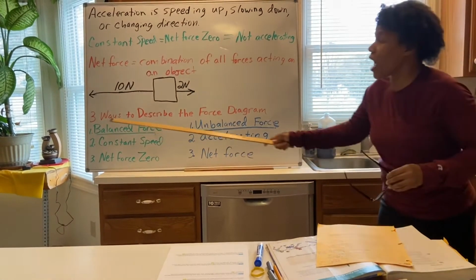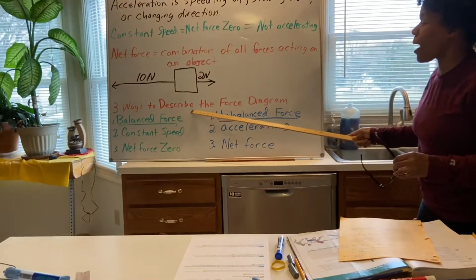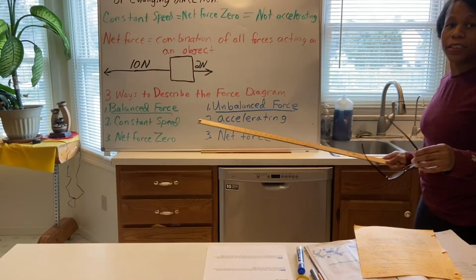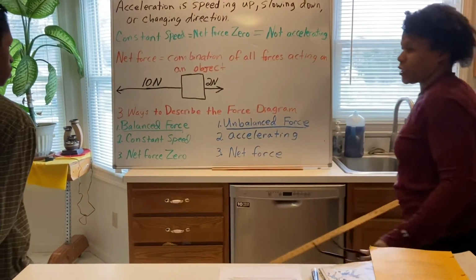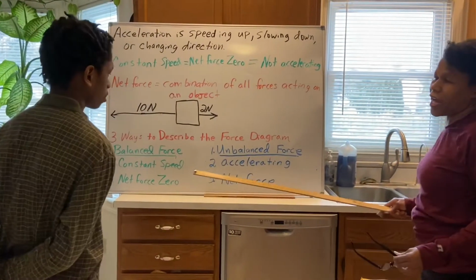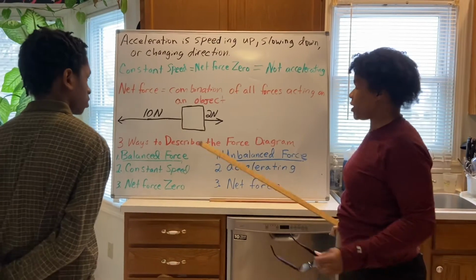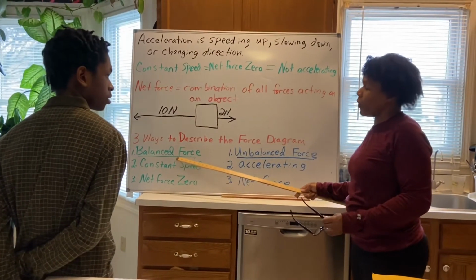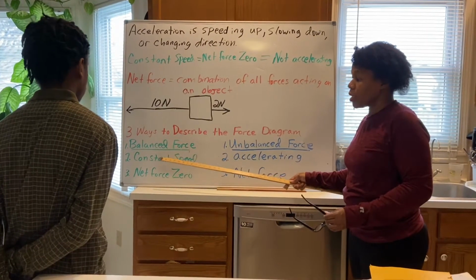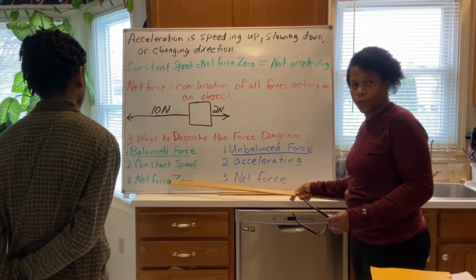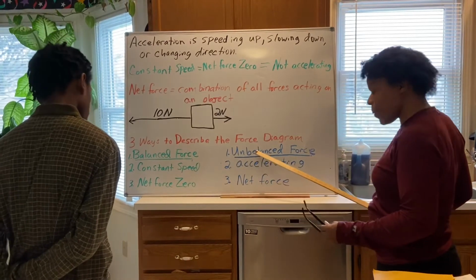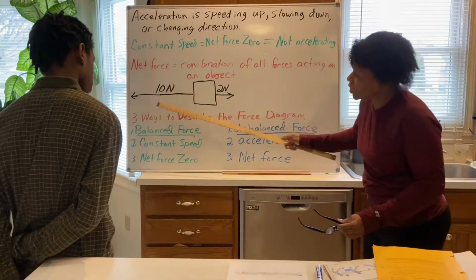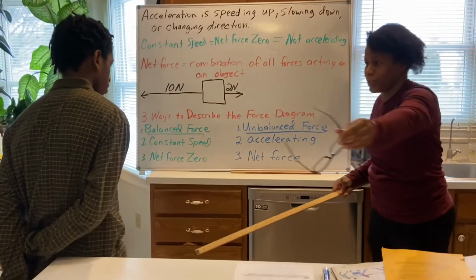Now, look. We have 3 ways to describe the force diagram. James, come over here for a second, please. She wants to be in the picture, okay? So we have 3 ways to describe it. Can you see this part, Adrian? Is he in the way? No? Okay. James, can you turn around so you can see? I want to see your back.